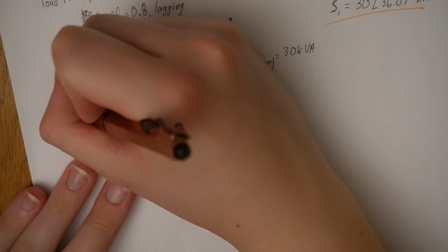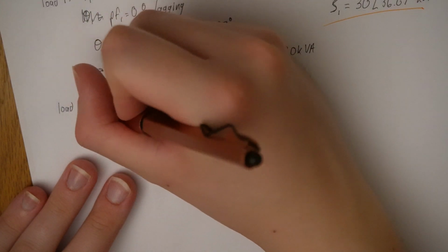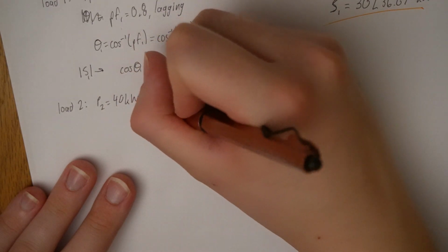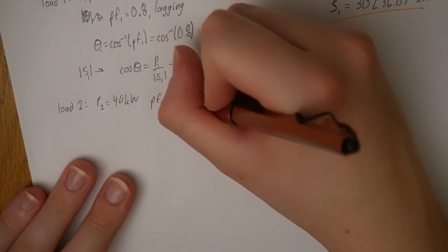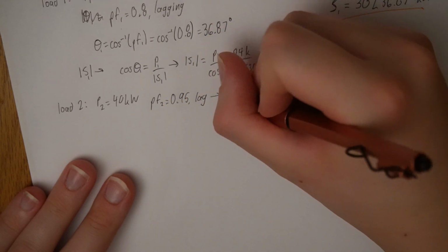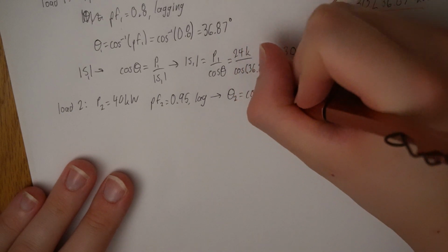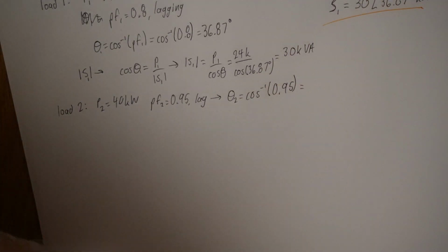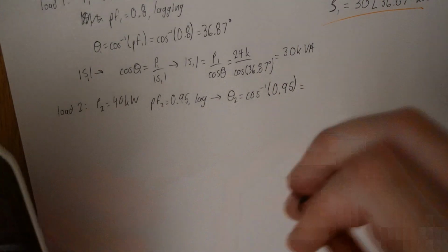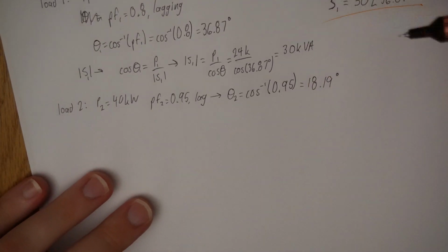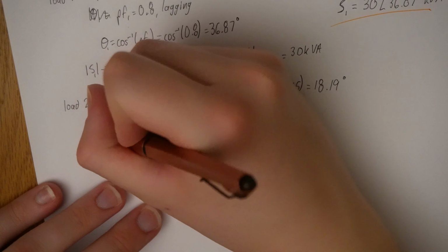So for load 2, the same process. P2 was 40 kilowatts. Power factor 2 equals 0.95 lagging. Therefore, theta 2 equals cos inverse 0.95. That'll be positive because it's lagging. That's 18.19 degrees. And now I have to find my magnitude of S2.